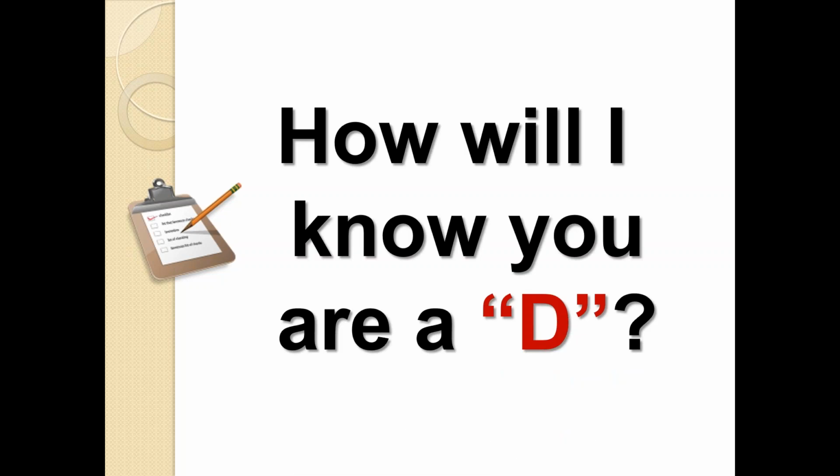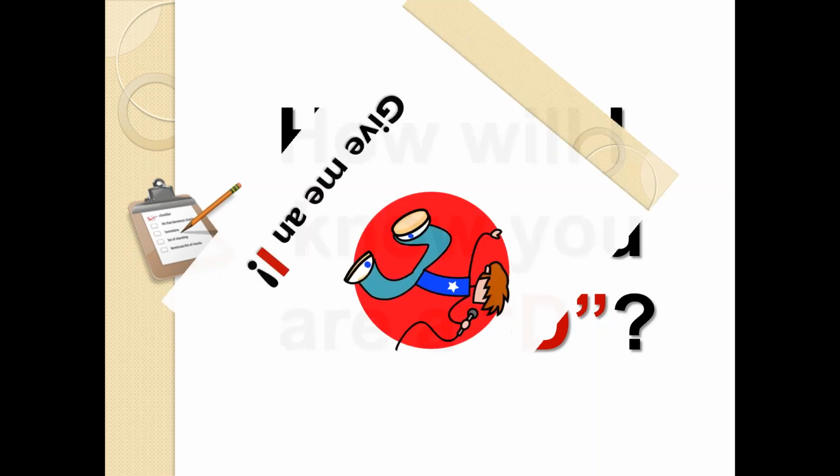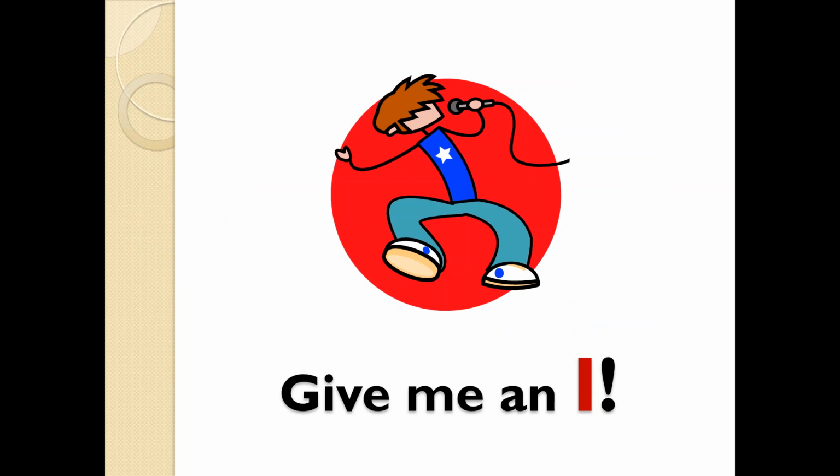How will I know you're a D? Alec Holden. D is the absolute most obvious, in my opinion, the absolute most obvious personality style. They come across as Ds, again, unless they're students of behavior. Give me an I.